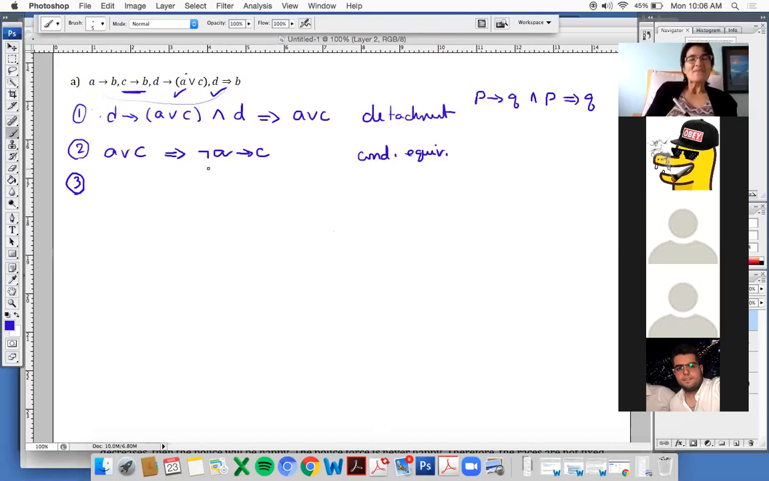Anyway, let me continue. I said A or C turns into not A, therefore C, with conditional equivalence. Now I'm going to combine this with the second premise, like this, because now I can use the chain rule. So this is going to turn into not A, therefore B. This is the chain rule.